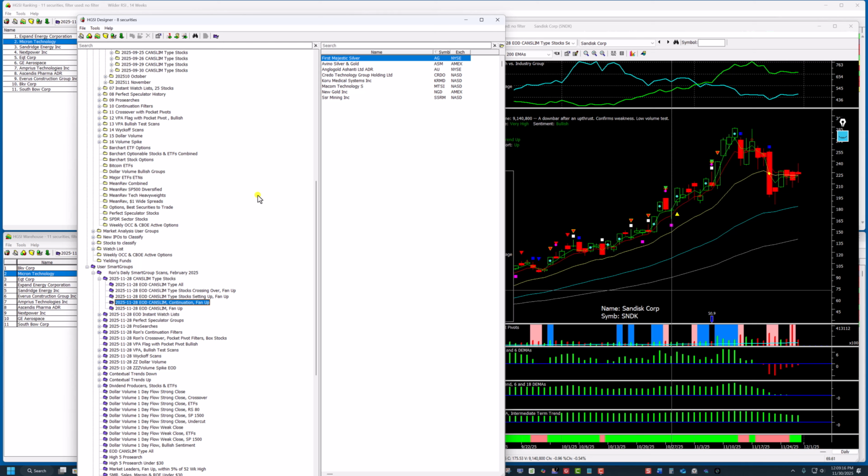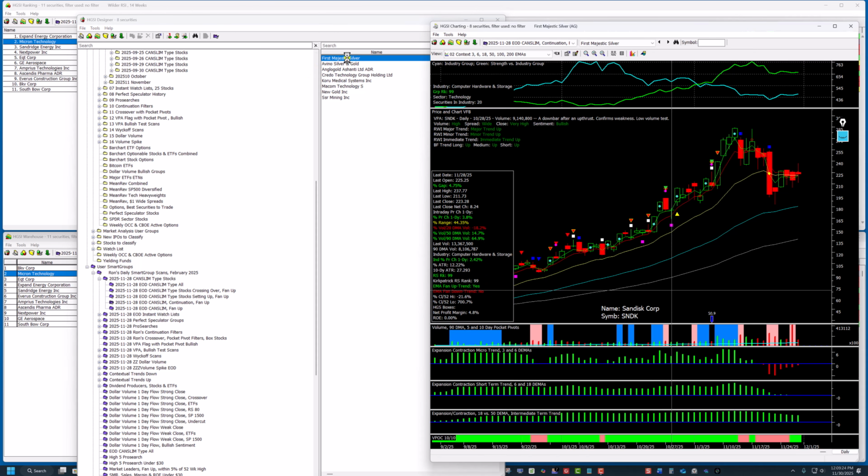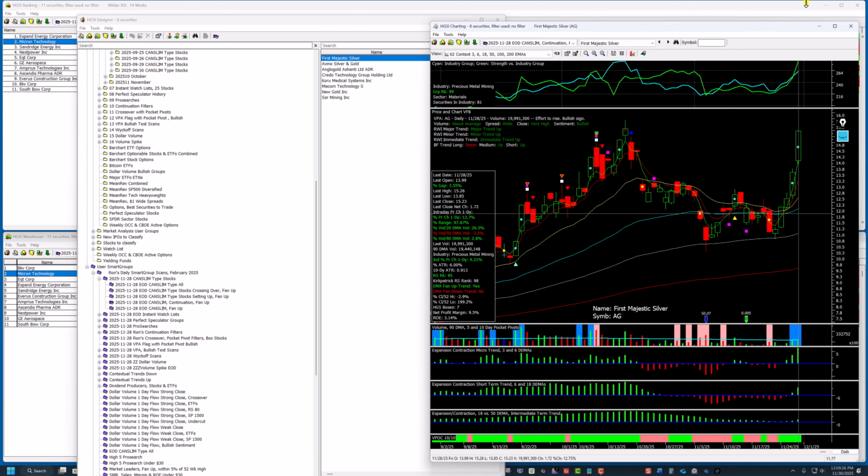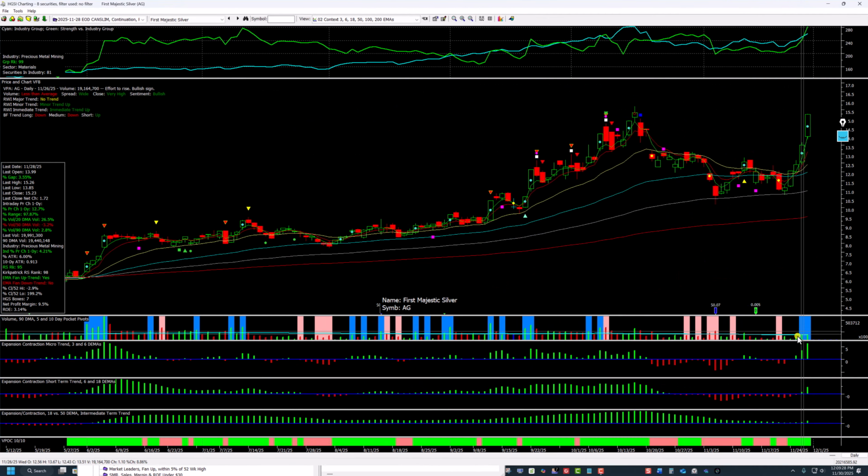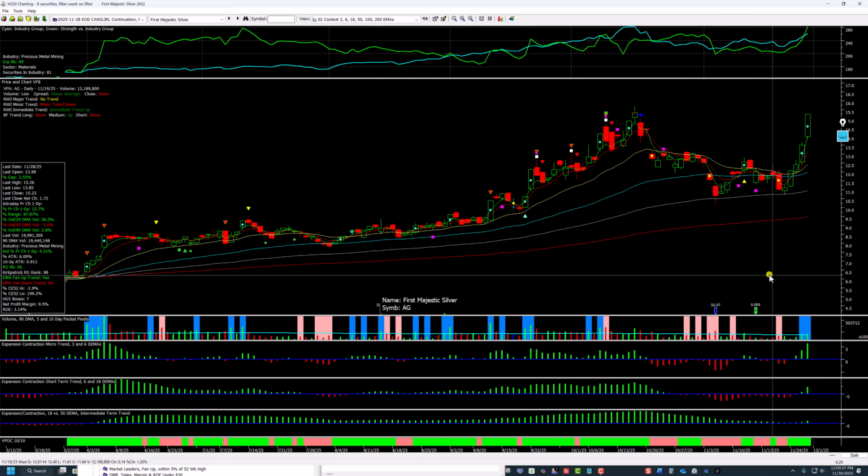Okay, now let's look at the continuation fan up. What do I mean by continuation? I mean that the 3 has to be above the 6, and we have to have volume pocket pivots. So I consider that a continuation.